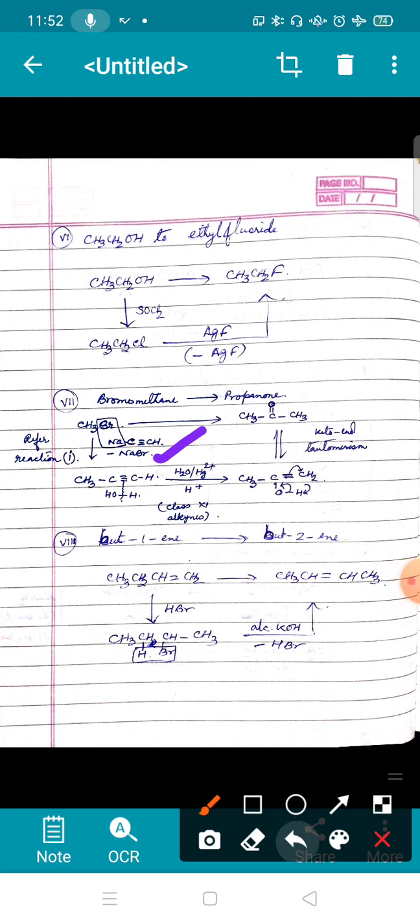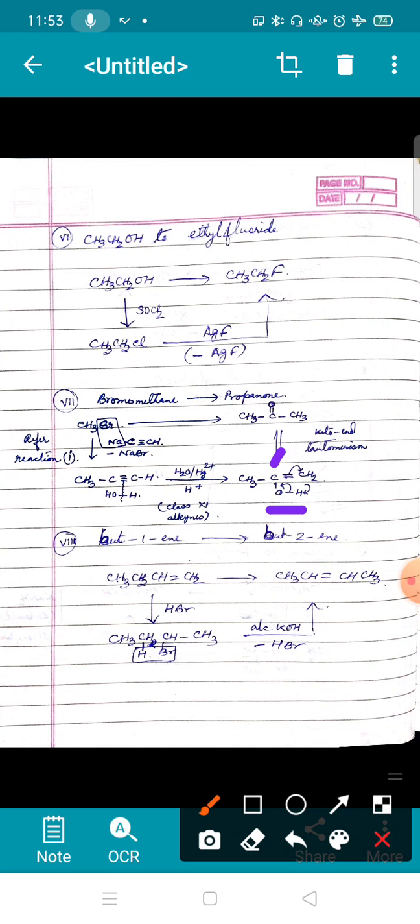And this reaction you have done again in class 11 under the properties of alkynes. When you do hydrolysis in presence of mercuric ion and H plus ion, as you can see here, it's written class 11 syllabus. So you get an enol. Okay, now what is enol? Enol means the carbon bearing double bond and OH.